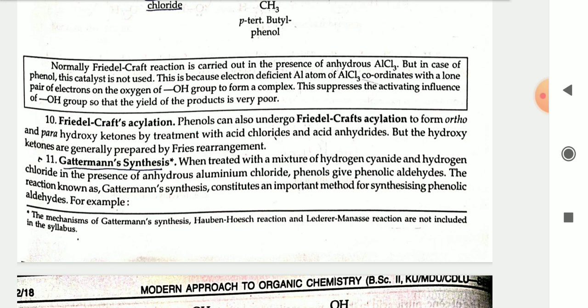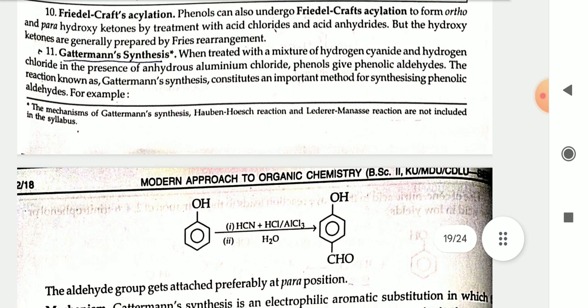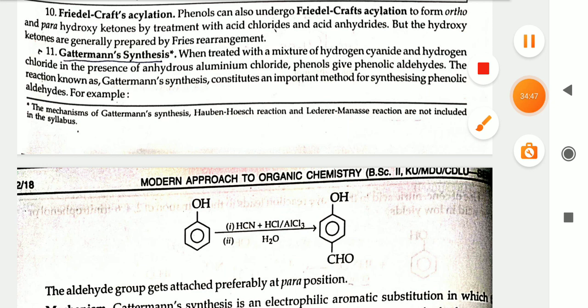Tenth is Friedel-Crafts acylation. Phenol can also undergo Friedel-Crafts acylation to form ortho and para hydroxyketones by treatment with acid chloride or acid anhydride. But the hydroxyketones are generally prepared by Fries rearrangement. Eleventh is Gattermann synthesis. When treated with a mixture of hydrogen cyanide and hydrogen chloride in the presence of anhydrous aluminium chloride, phenol gives phenolic aldehyde. The reaction is known as Gattermann synthesis.